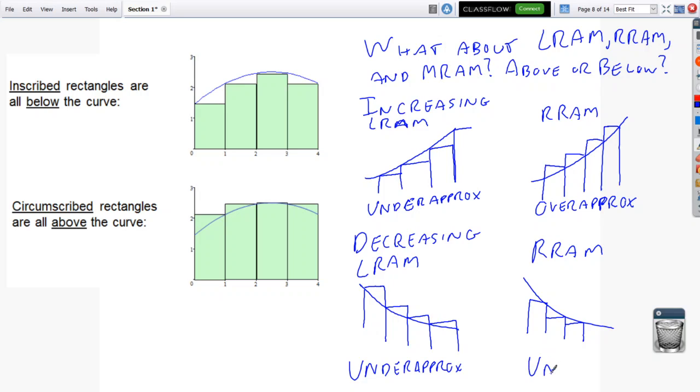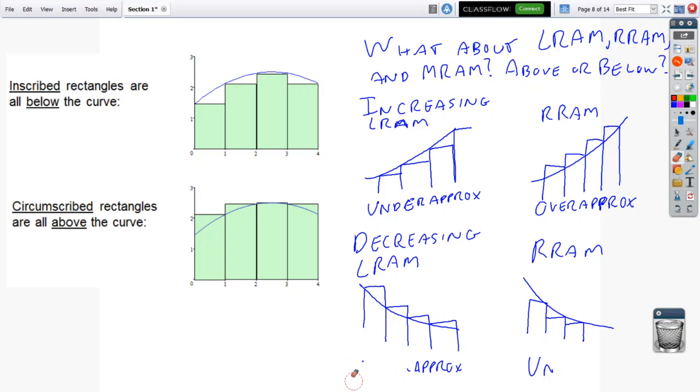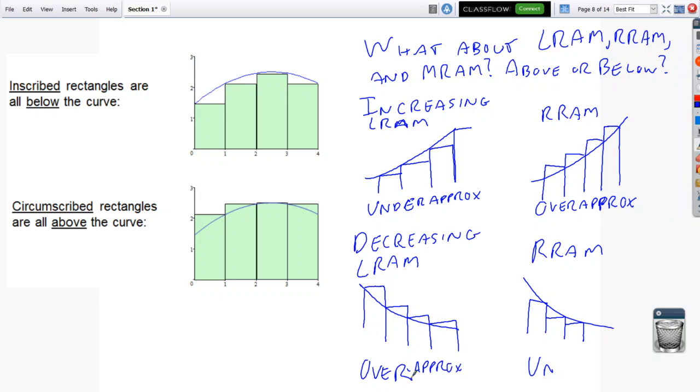Oh, wait. Did I say that wrong? Okay. So over here, I see the hanging off bits. That will be an over approximation. I think I was spending too much time looking at my computer, making sure I'm writing everything right, and not making sure that I'm writing all the right stuff.